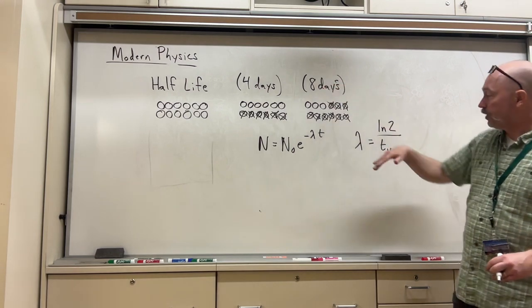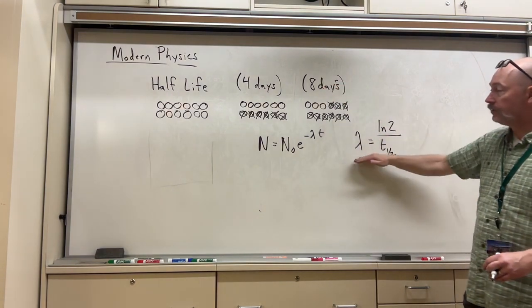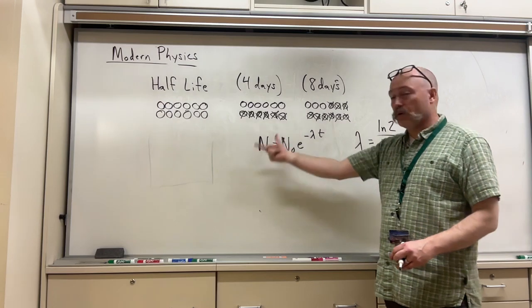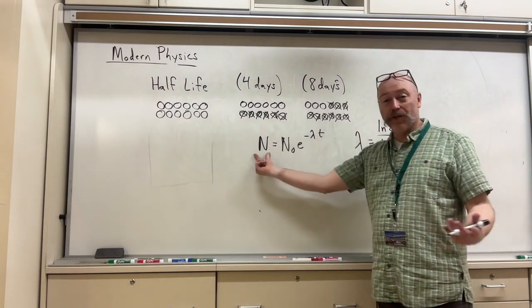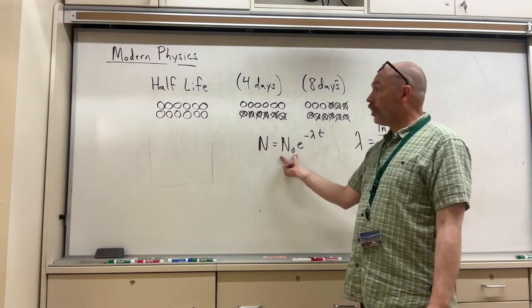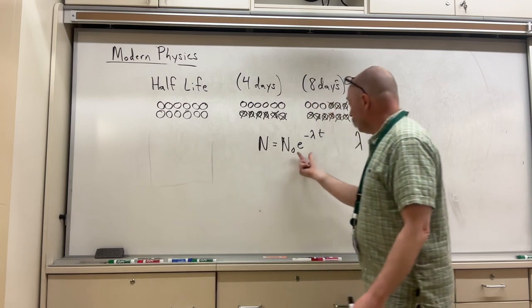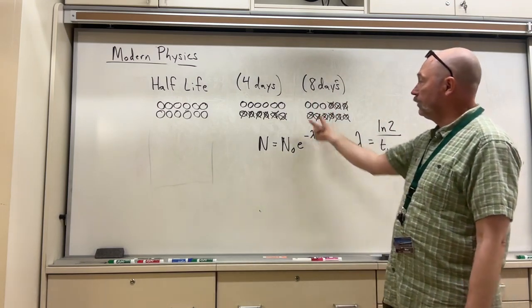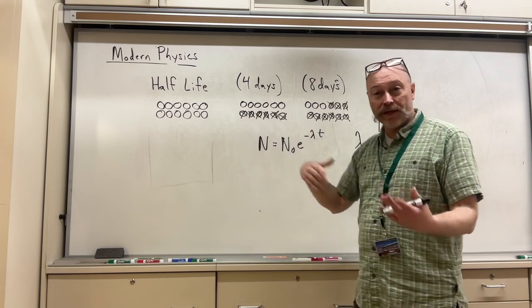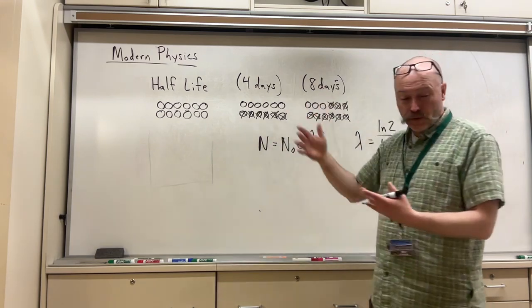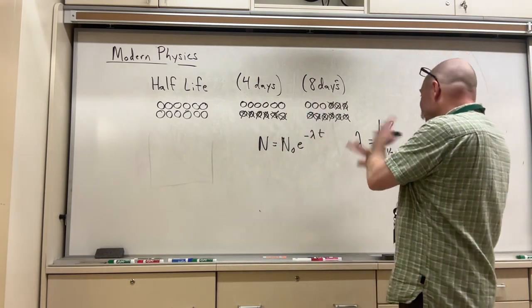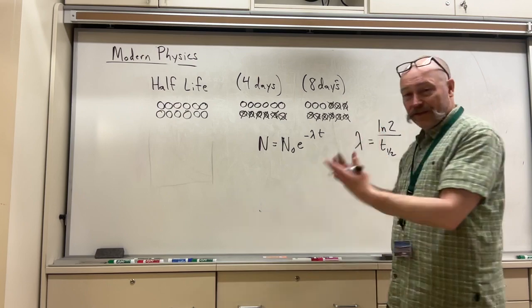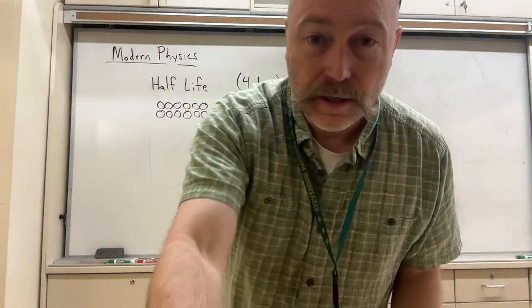So the decay constant would be natural log of 2 over half-life. So if ours was 4 days, you could figure out what that decay constant is. And then this equation just tells you how many you're left with. So if I start with 12, and I plug it into this formula where I know my decay constant and I plug in 4, I could figure out how much I'm going to be left with. Honestly, this should be just plugging stuff in and making sense out of it.